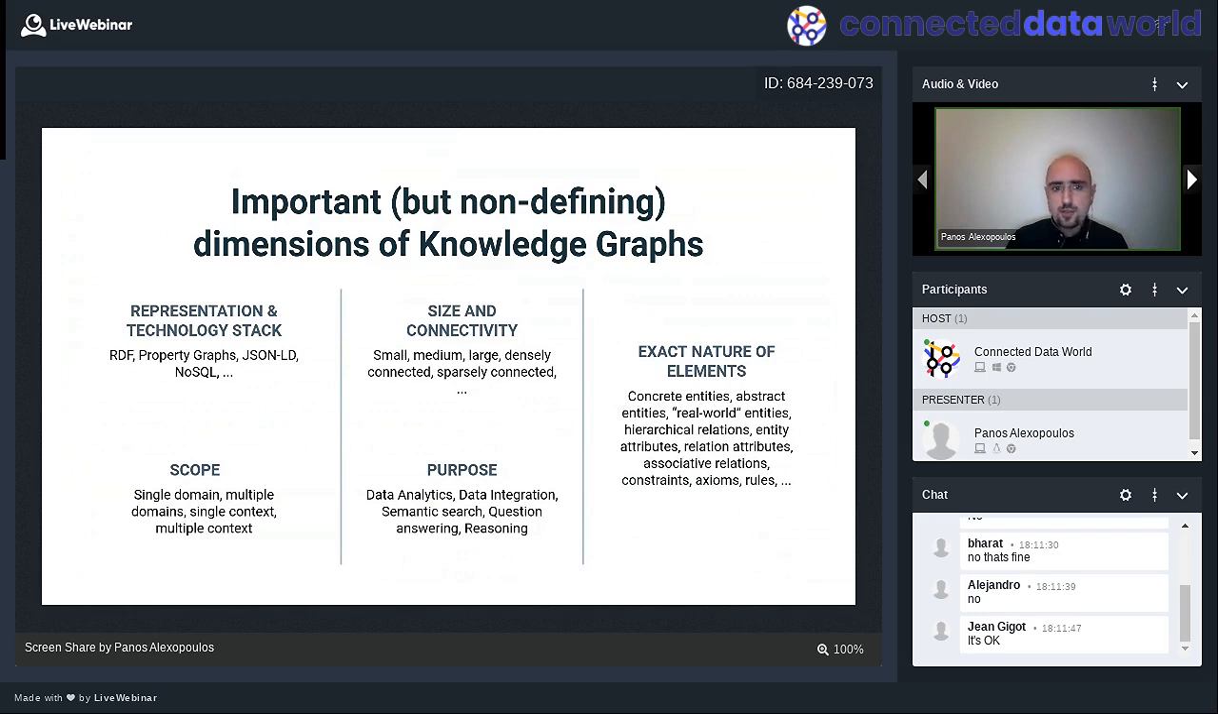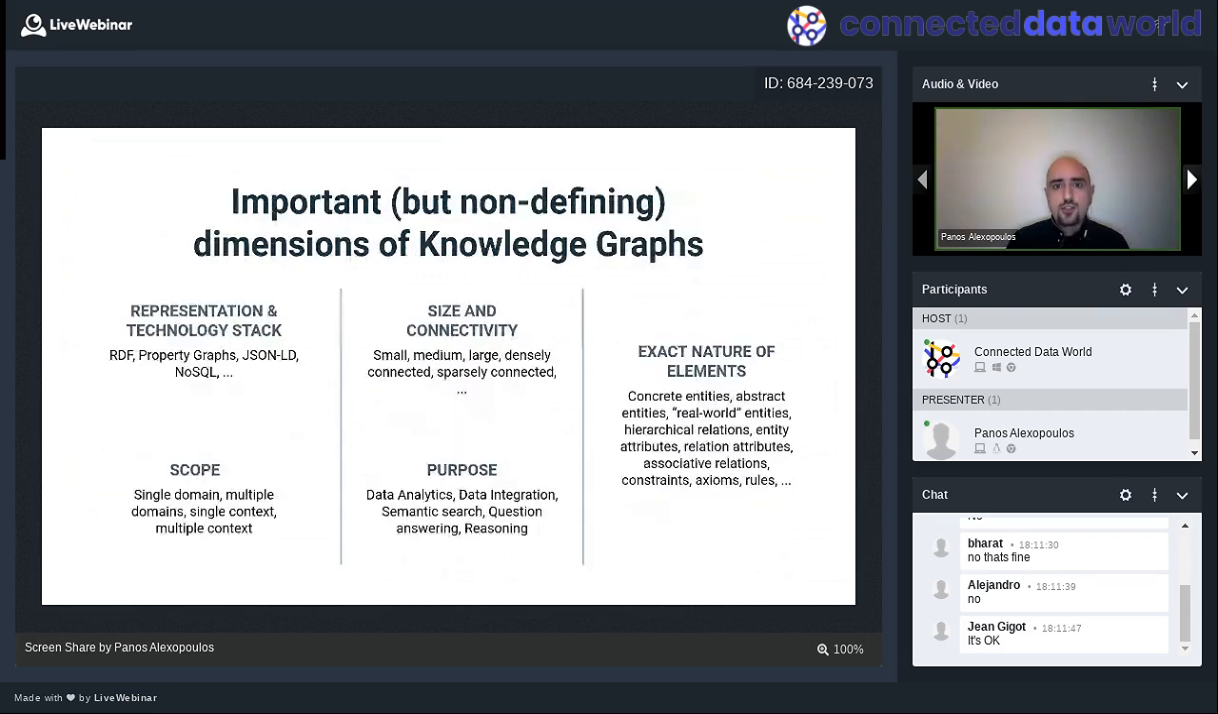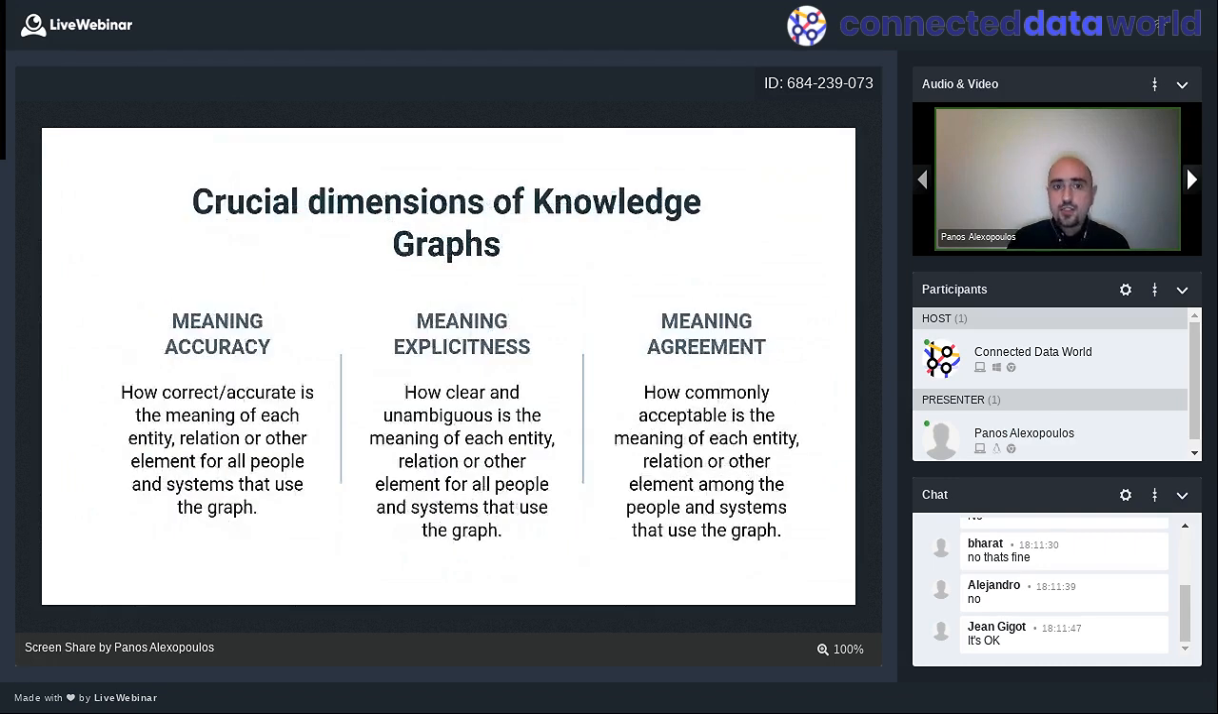Is it about a single domain? Is it about multiple domains? We can also talk about its purpose, if we use it for data analytics, data integration, question answering. And we can also discuss what elements it contains. Does it contain concrete, real-world entities? Does it contain taxonomies? Does it contain associative relations? All these are really important dimensions of knowledge graphs, and we really need to be aware of them when we start a knowledge graph project, a knowledge graph initiative, let's say. However, for me, the crucial dimensions of knowledge graphs are, first, the accuracy of meaning.